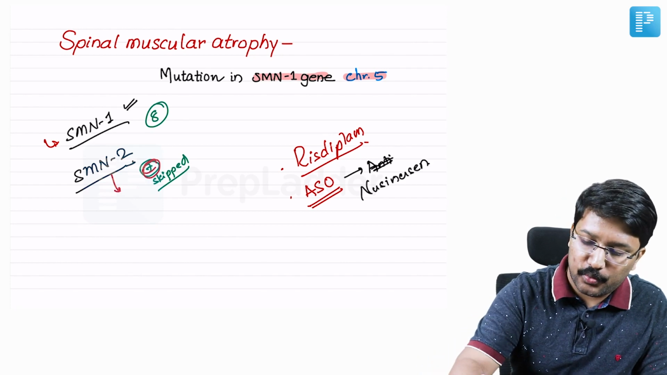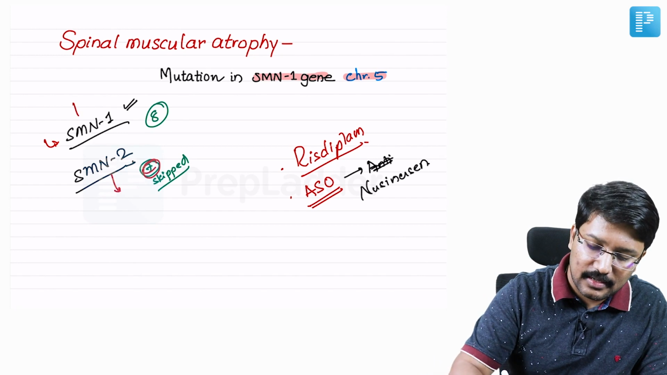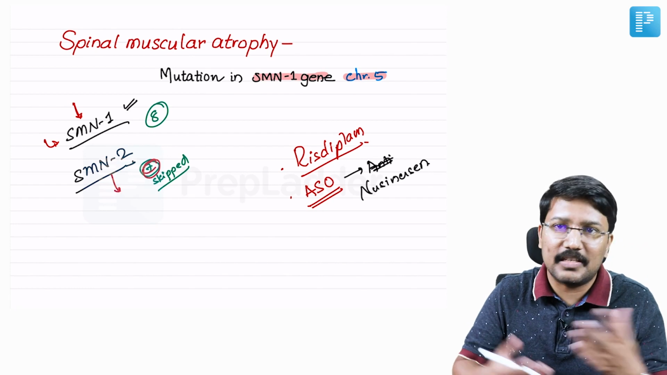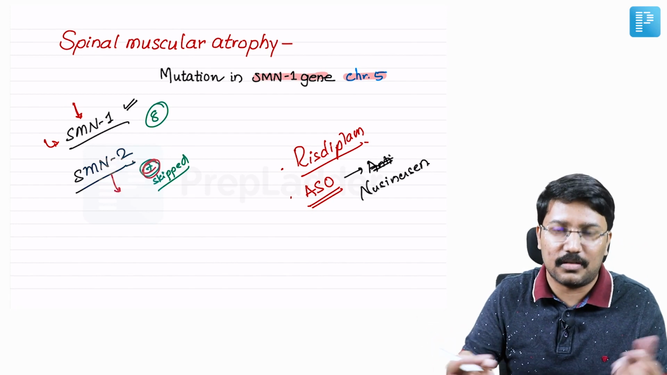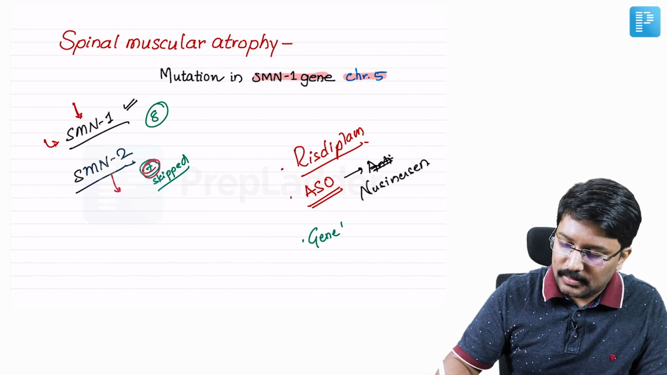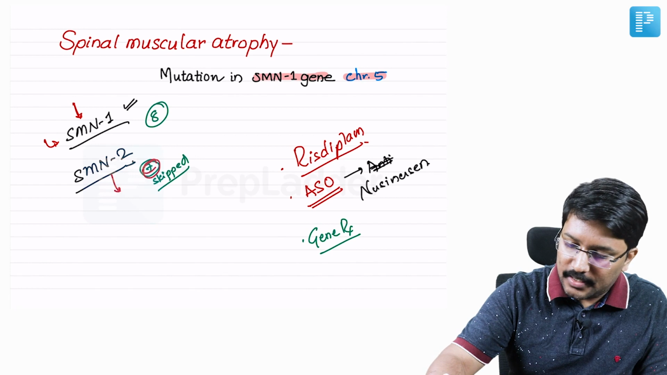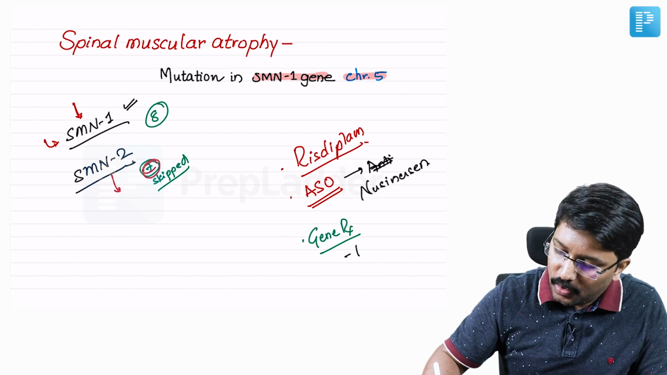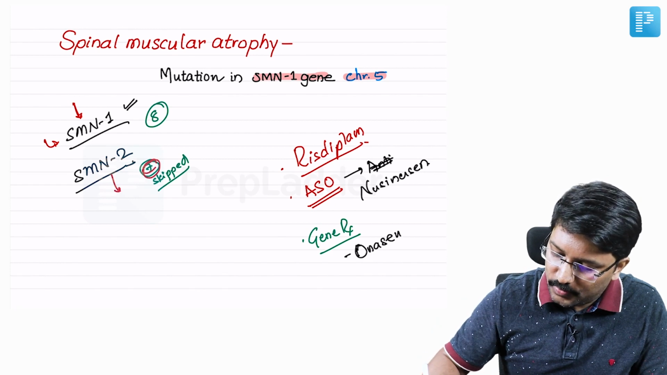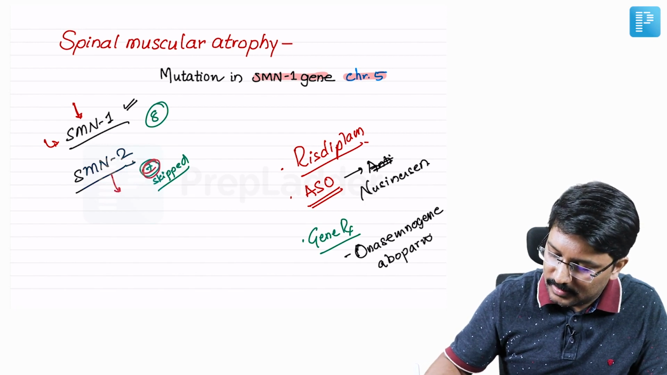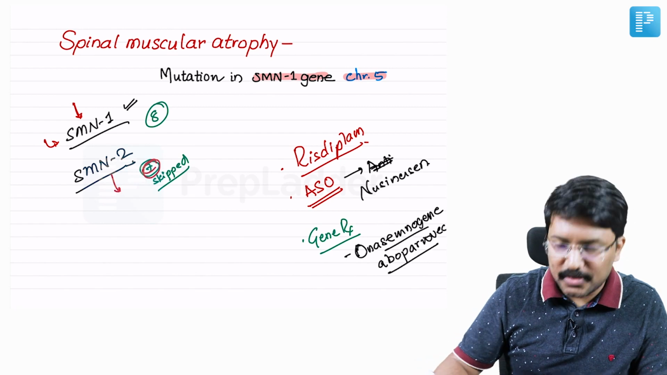Okay, we have another approach to treat the disease, that is directly correcting the defective gene, right, by doing a gene therapy. And we have an approved drug, that is what was famous, the 16 crore drug, the wonder drug, right? So the gene therapy drug was an adeno-associated viral vector based gene therapy drug, and the drug was called onasemnogene aboparvovec. I don't know why such a lengthy nomenclature for this, but that was the gene therapy drug.